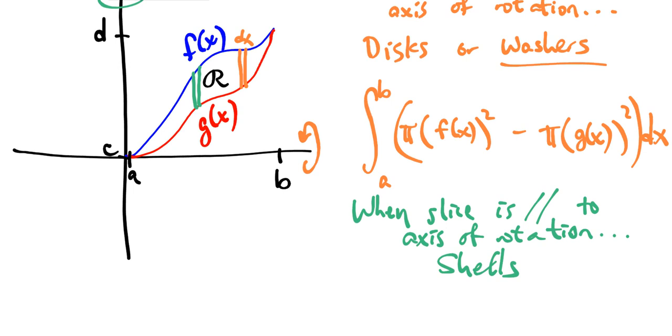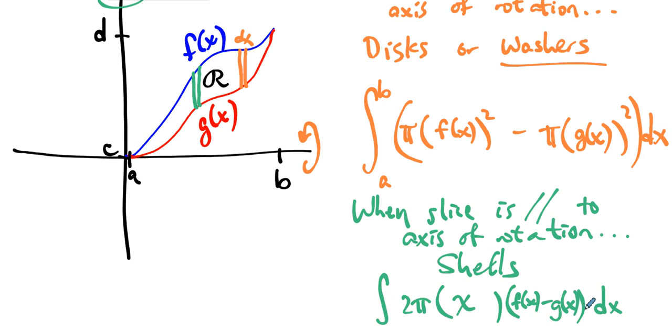So what's the volume of a paper towel roll? 2 pi times the radius times the height times the thickness. So the radius goes from the y-axis out to whatever this x value is. The height of the paper towel roll is the difference between f and g. And then the thickness of the paper towel roll is a teeny tiny change in x.